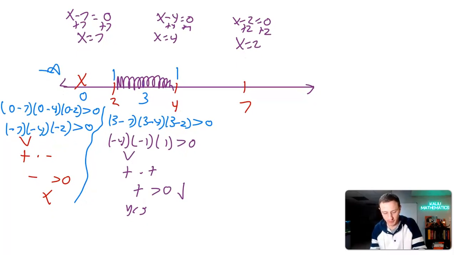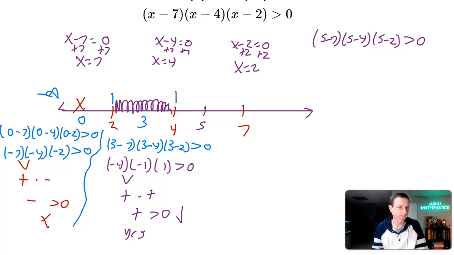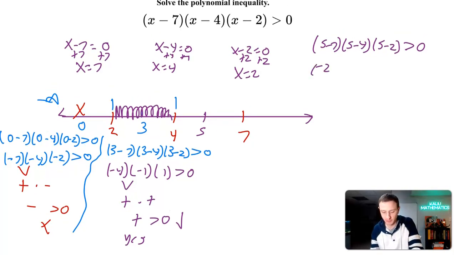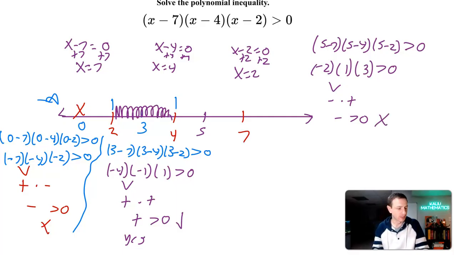Next interval is from 4 to 7. I'm going to grab 5. So we're going to do 5 minus 7 times 5 minus 4 times 5 minus 2 greater than 0. 5 minus 7 is going to be negative 2. 5 minus 4 is positive 1. 5 minus 2 is positive 3. Negative, positive, positive. Negative times positive is negative. So negative greater than 0, no, not a true statement. So in the interval from 4 to 7, we do not have any values, so we're not going to highlight that region.